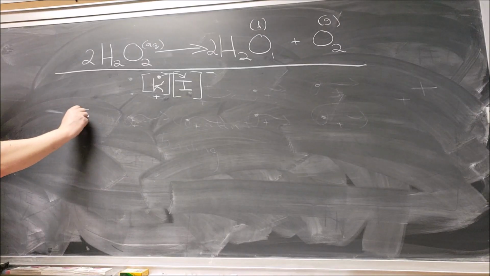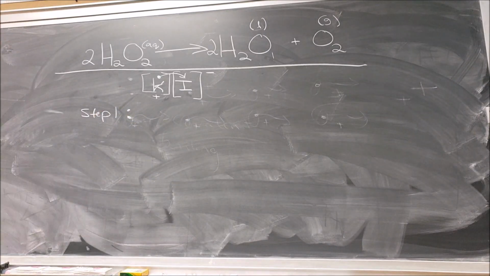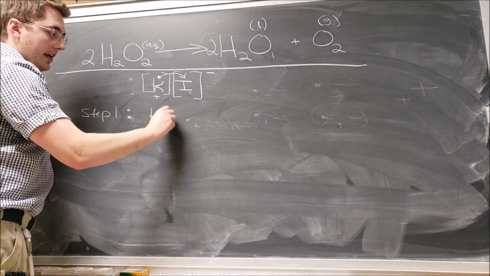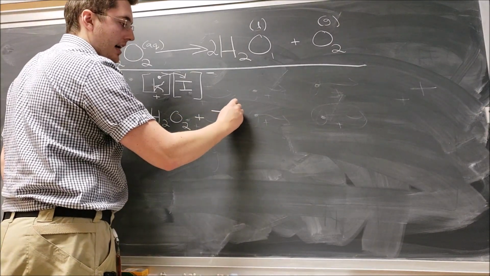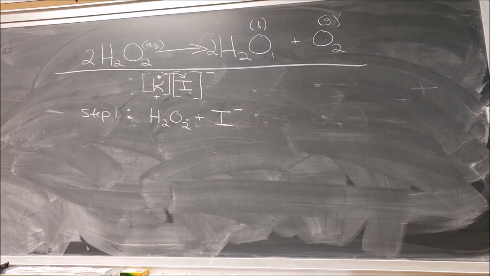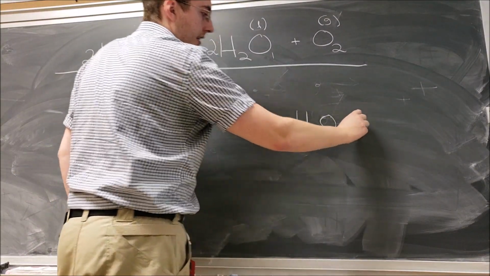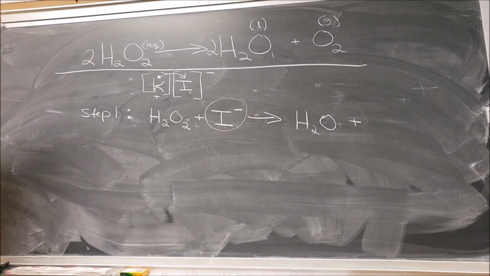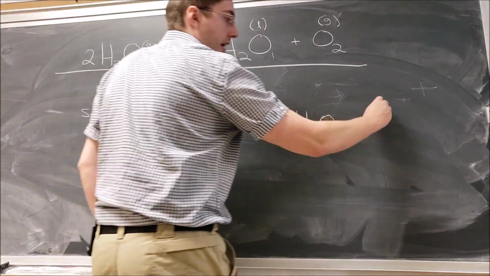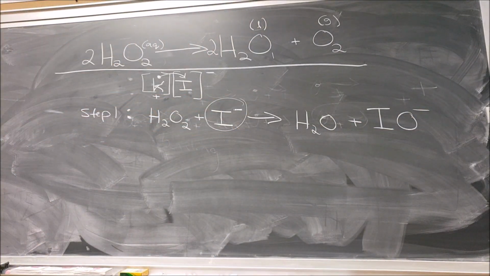So we could say that step 1 of this reaction is starting with the hydrogen peroxide, H2O2, and we're going to react that with the iodine ion, which we call iodide, and that's going to form H2O, plus, what's happening is this iodide is acting as our catalyst, and the catalyst is going to help pull that oxygen off. And so what you're left with is an IO negative. And in the process, you pulled one of those oxygens off.